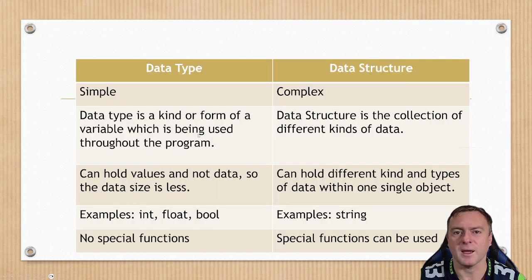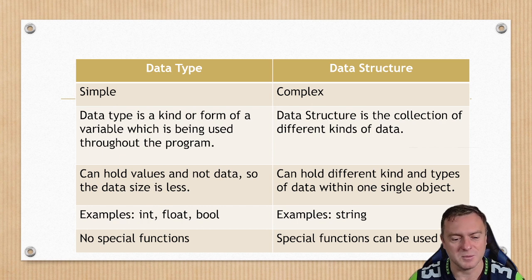So if we want to unpackage the difference between a data type and a data structure, data types like integers, floats, and booleans are very simple. They're a kind of variable that's used throughout your programming, which we've done so far, and they can only hold values, not data. So the data size is a lot less. The values that they hold are either true or false, numbers, or decimal numbers. And then the really interesting thing is they have no special functions built into them.